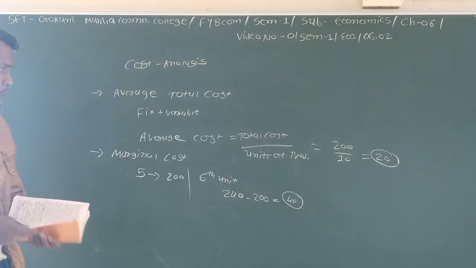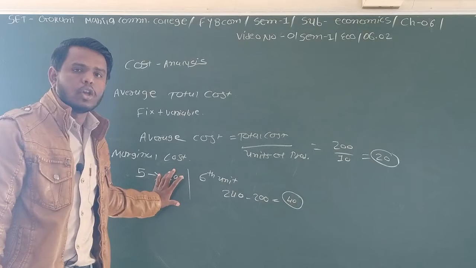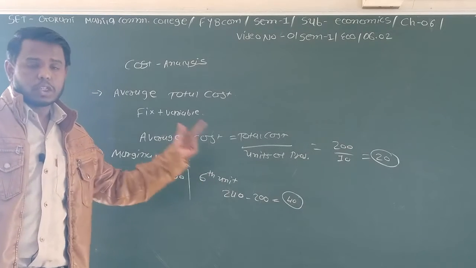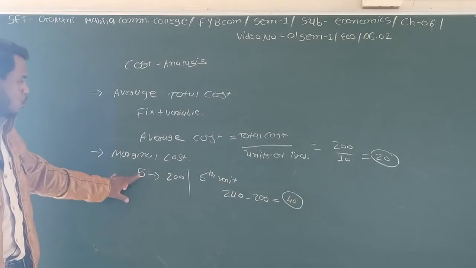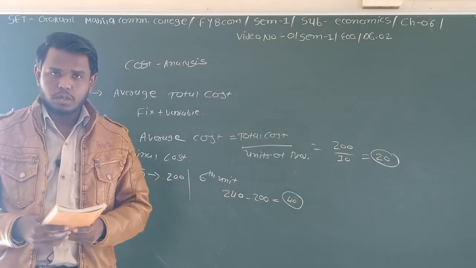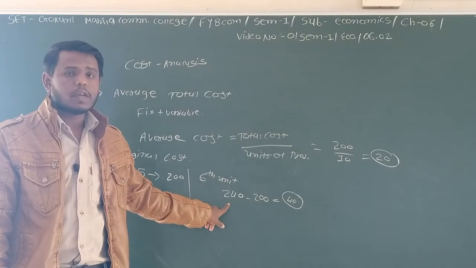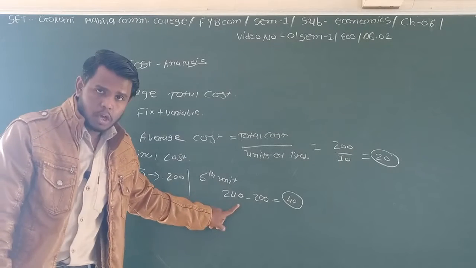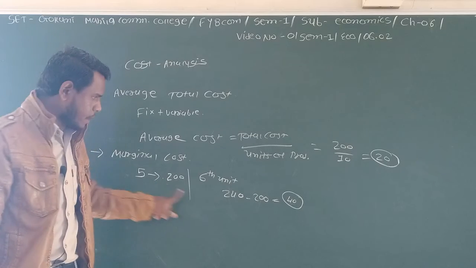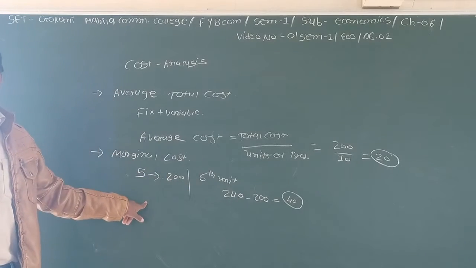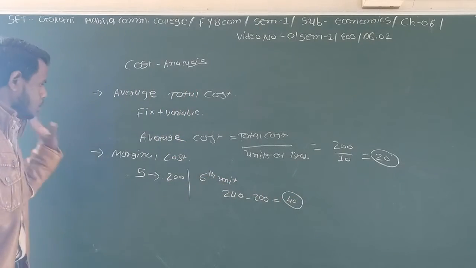Again, when you produce 5 units of the production, at that time your total cost is rupees 200, and when you produce one more unit, that is 6 units, at that time your total cost is, say for example, rupees 240. So 240 minus 200, that will be 40. So this 40 will be your marginal cost.